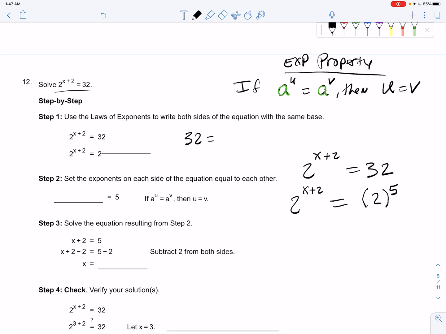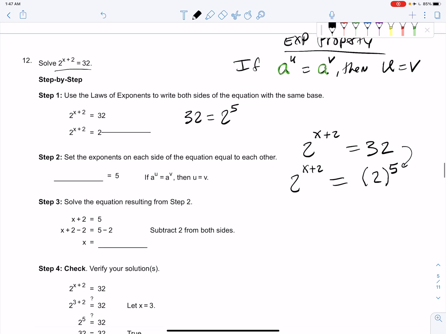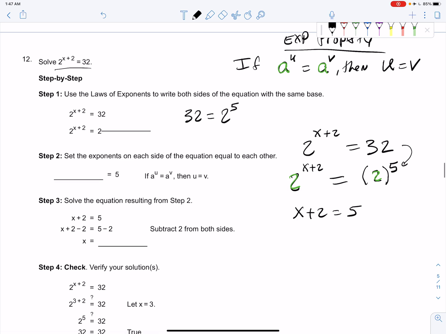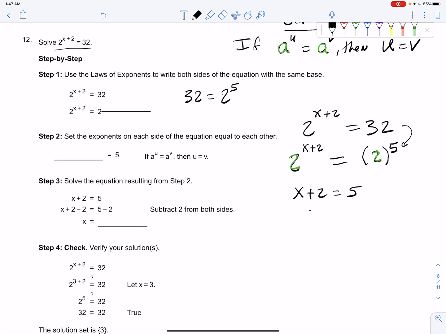32 equals 2 to the 5th power. And so we just rewrote it as 2 to the 5th power. Now that we have the same exact base, it's really easy. We just take the exponent and say x plus 2 must equal 5. Now solve that one. That's really easy to solve, right? Subtract 2 on both sides and we get x equals 3.